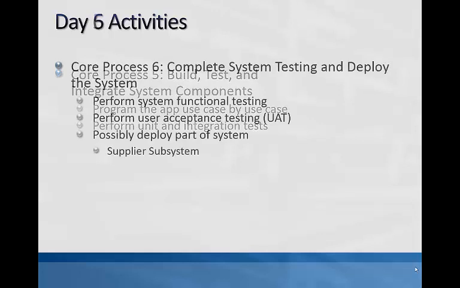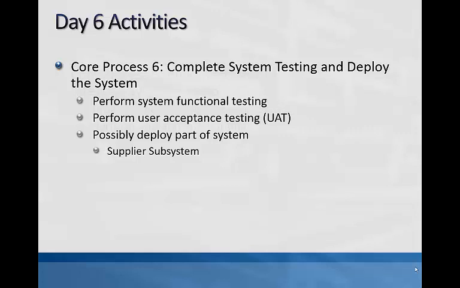Core process 6. Here we do the system testing to make sure it all runs correctly. Then we get the user involved so that they can verify that it does solve the business problem and does everything that it was supposed to do. We call this user acceptance testing. And in some iterations we will deploy part of the system. In this case we are deploying the supplier subsystem.